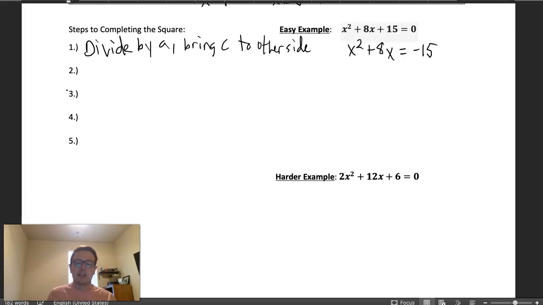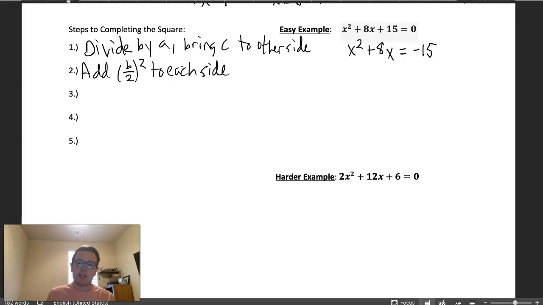The next thing we're going to do is we're going to add b over 2 squared to each side.